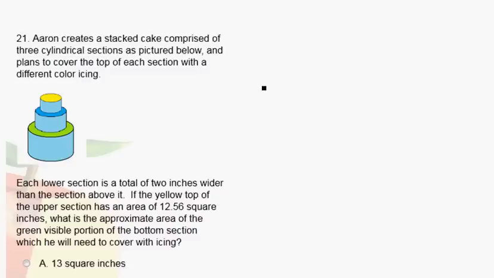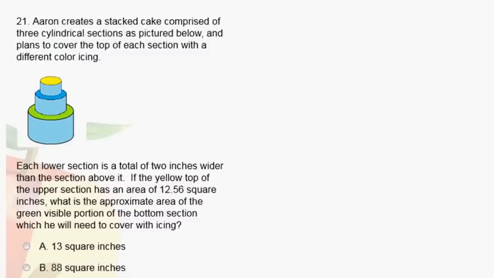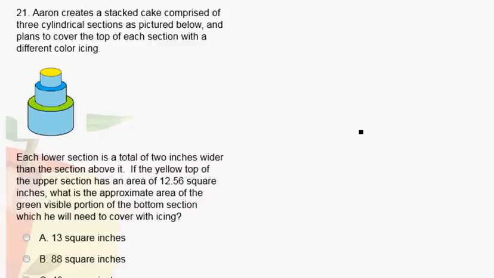Here we have that Aaron creates a stacked cake comprised of 3 cylindrical sections as pictured below, and plans to cover the top of each section with a different colored icing. Each lower section is a total of 2 inches wider than the section above it. If the yellow top of the upper section has an area of 12.56 square inches, what is the approximate area of the green visible portion of the bottom section, which he will need to cover with icing?